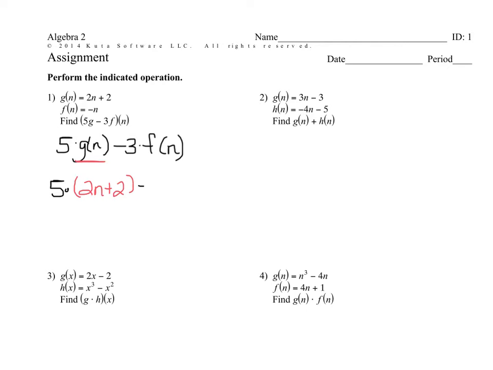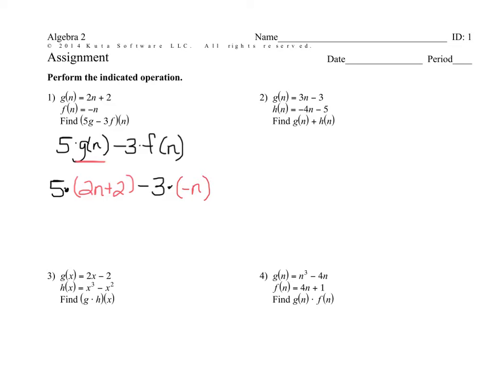Okay, then I'm going to go minus 3 times, dot for multiplication, times f of n. Well, f of n is this right here, negative n. So I'm going to replace f of n with negative n, and again I'll use a different color, so negative n there. And now I can simplify.